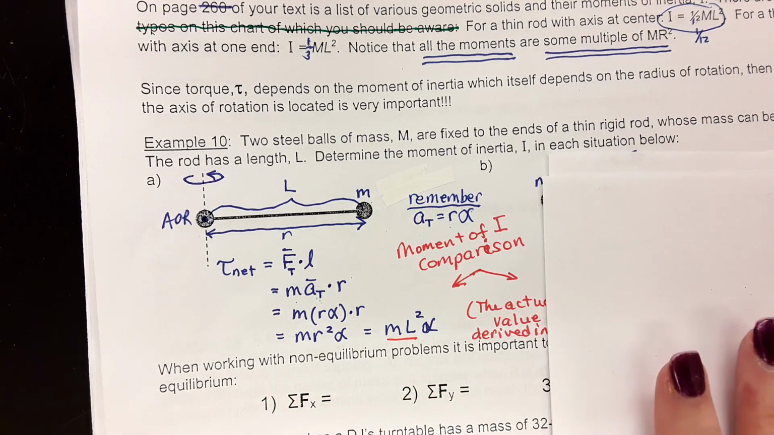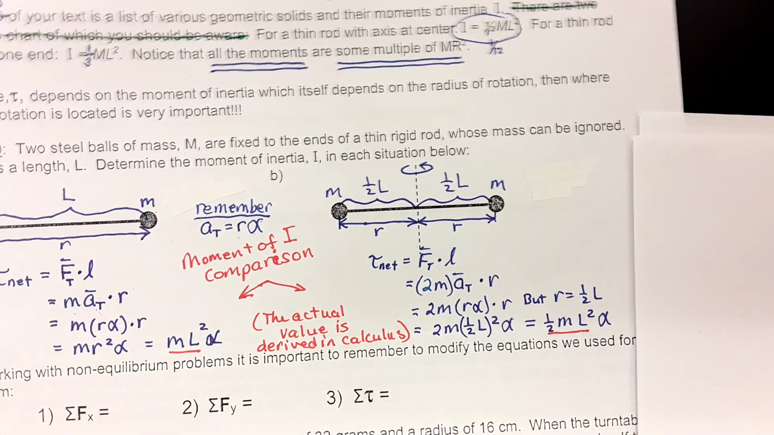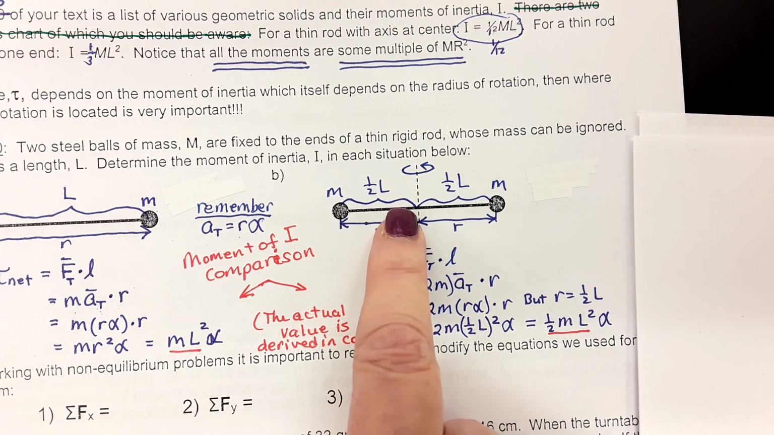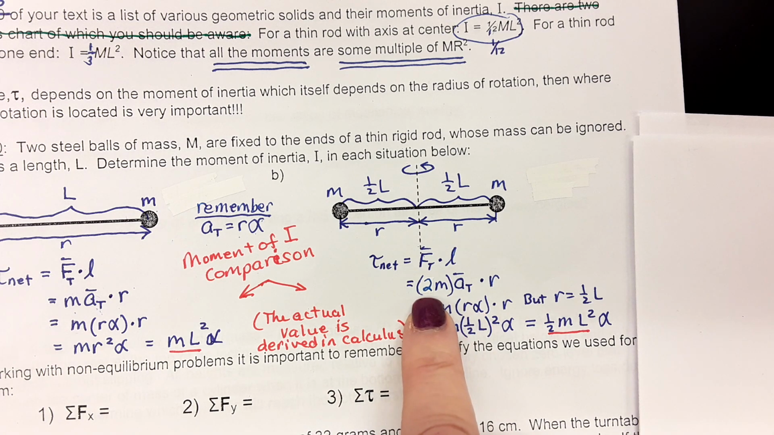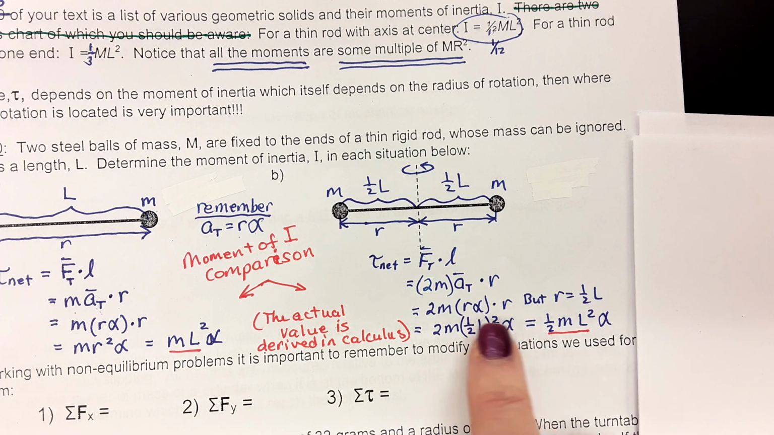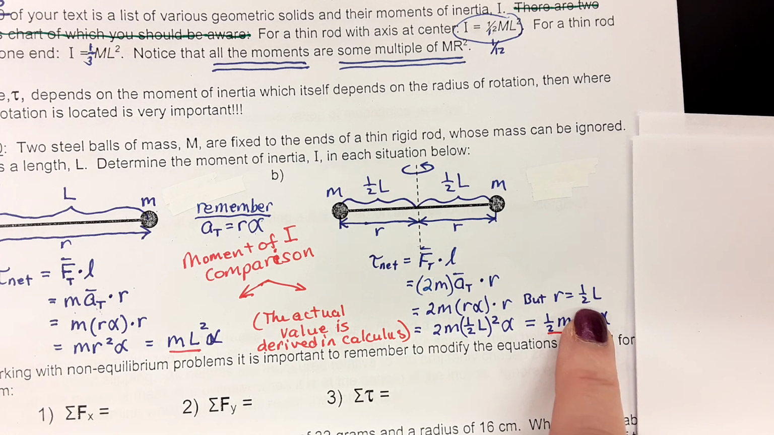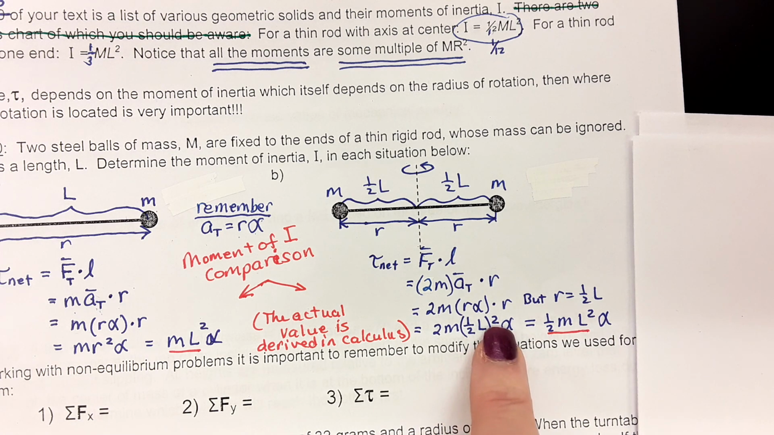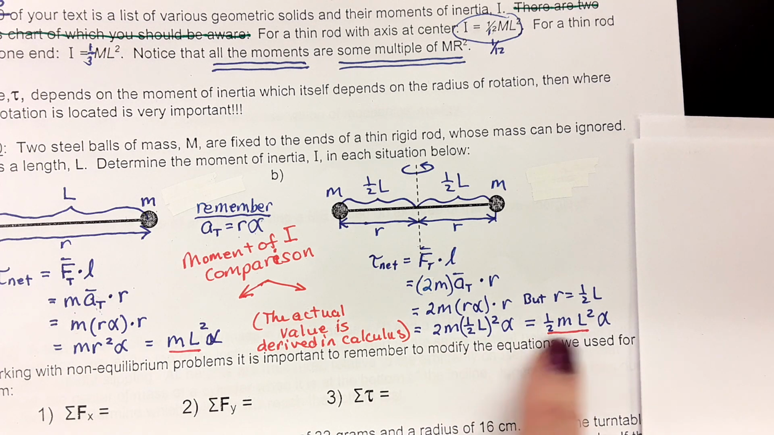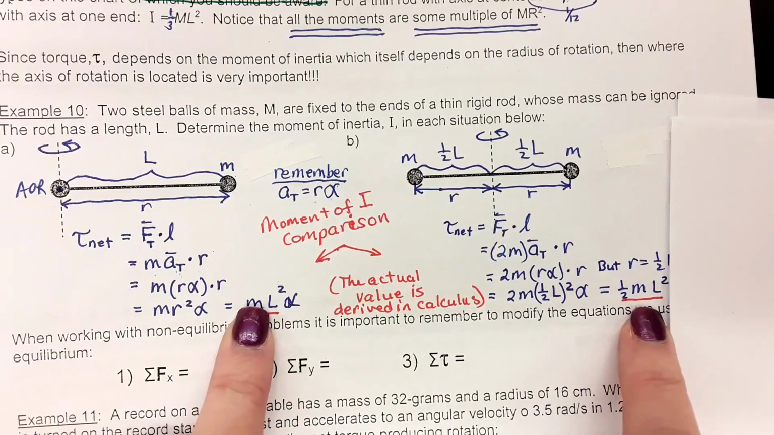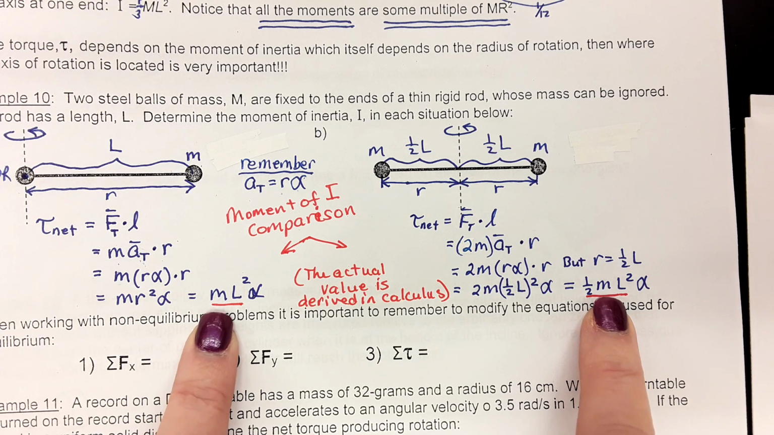So now, if we change the axis of rotation to the center of the mass, here's what happens. The radius of each mass becomes 1/2 the length of the rod. And when we substitute in Newton's second law for the translational force, we have to put the 2m in, not a single m, because both of these are moving around the circle now. Collect our terms. But remember that in this case, the r is 1/2 L, not L. So we end up with 1/2 L quantity squared right here. Well, 1/2 squared is 1/4. 2 times 1/4 is 1/2. And then you have m L squared alpha. So now look and compare. For the two different locations of the axis of rotation, it is quite clear that the moments of inertia are different. Okay? That's as far as we're going to go today.